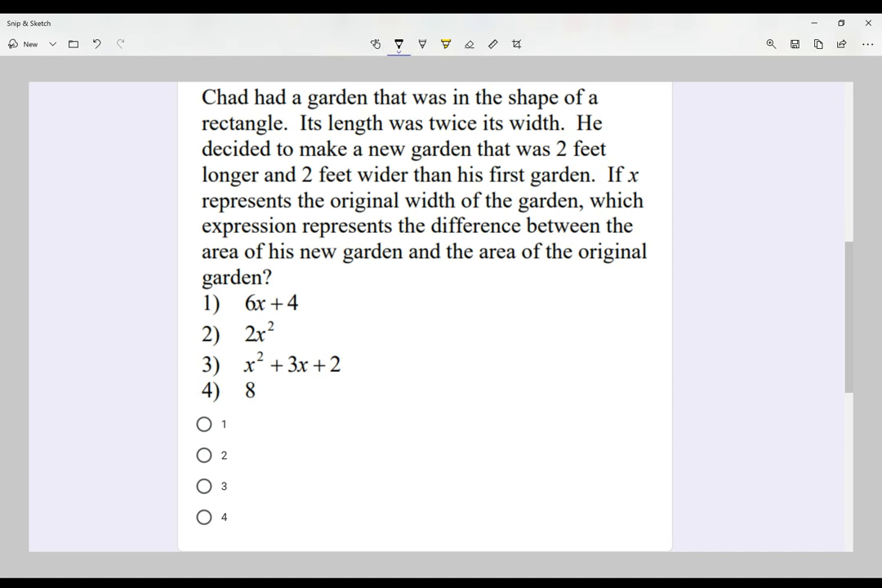Okay, so let's start off by separating the old garden and the new garden. So we have the old garden and we have the new garden. All right, and we're going to draw a diagram for each.